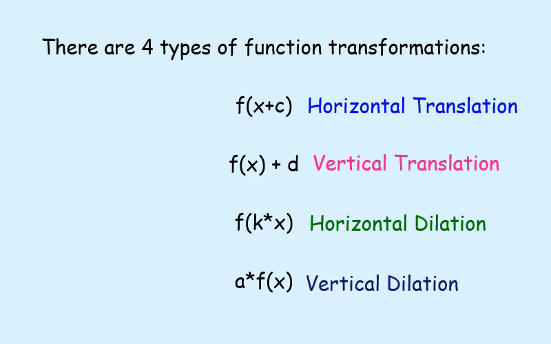So as you can see, there's a difference between the translation versions and the dilation versions of these transformations. The translations have plus on them, and the dilations have times. Also, you can see that there's a difference between the horizontal and the vertical versions of these. The horizontal, everything is included inside parentheses, and the vertical, everything is included outside parentheses. And this will become more important later on.